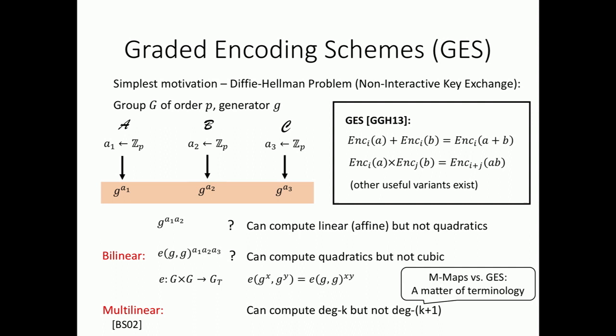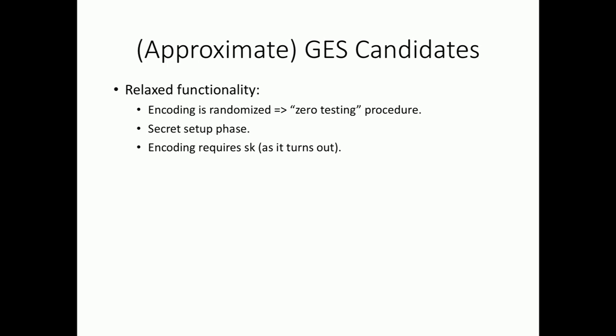What we hope that we know how to construct is this relaxed notion of graded encoding scheme, or approximate graded encoding schemes, where the encoding is not deterministic, like taking a generator and raising it to a power, but rather it is randomized, so there are many possible encodings for every value. And this means that an essential property that we had before, that we can easily tell if an encoding encodes a zero value just by checking if it's the unit of the group that we're talking about, now disappears. So we need to fix it by adding an additional zero testing procedure. So even though there are many possible encodings, there is a procedure that tells you whether a given encoding encodes the value zero or not.